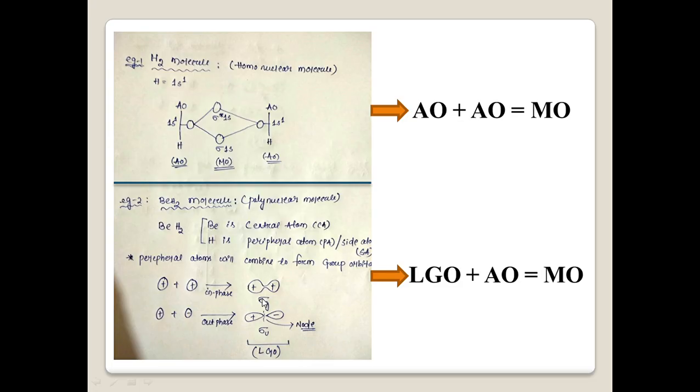So it will be sigma g and it will be sigma u. It is a LGO, means two peripheral atoms will combine to form two LGO. One is bonding, another is anti-bonding. So what is the difference here between the two? Here two atomic orbitals will form the MO, and here the LGO and the atomic orbital will form the MO, right? So this is the first rule that we have to know to draw the Walsh diagram.